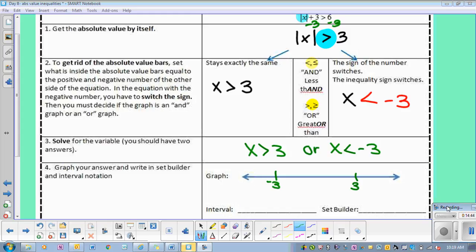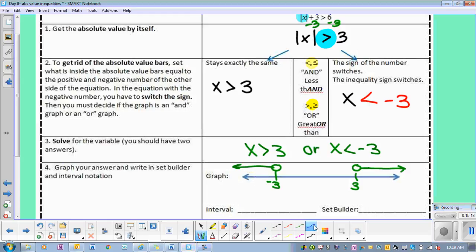X is greater than 3. What kind of a circle at 3? Open. So I have to put an open circle, and since it's greater, it's going out. How about x is less than negative 3? Still open. And this time we have to go to the left because it's less than, right? Does your graph look like an or? Yeah, right? Because they're going out.